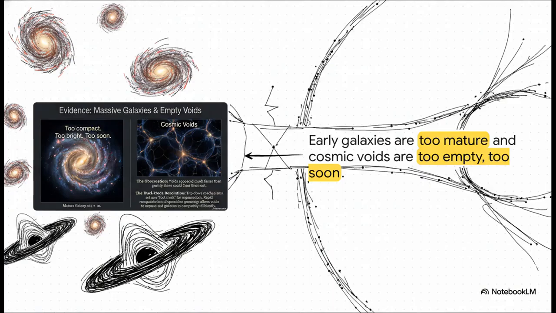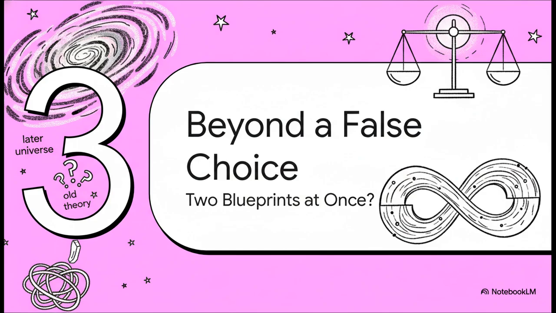And it's not just the black holes. We're seeing whole galaxies that are too compact, too bright, and way, way too soon. At the same time, those huge empty spaces, the cosmic voids, they look like they've been cleared out much, much faster than gravity alone could ever manage. The old blueprint is just clearly failing when we look back at the earliest cosmic times. So what do we do? Do we just throw out this old theory that actually works so well for the later universe? Well, maybe not. As we're about to see, the solution might be to look beyond a false choice.